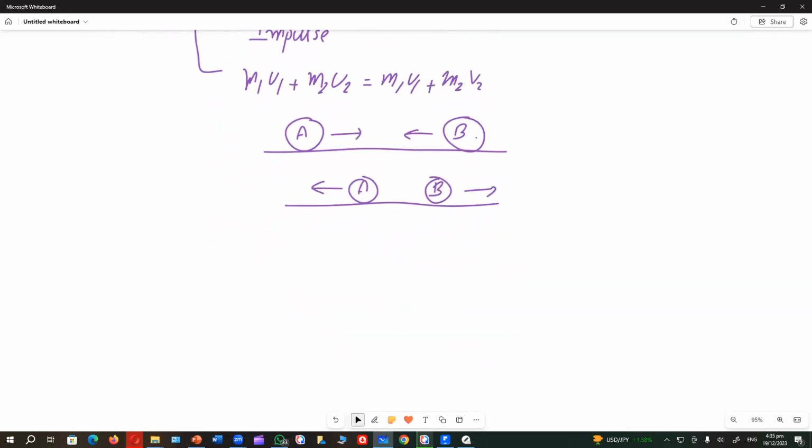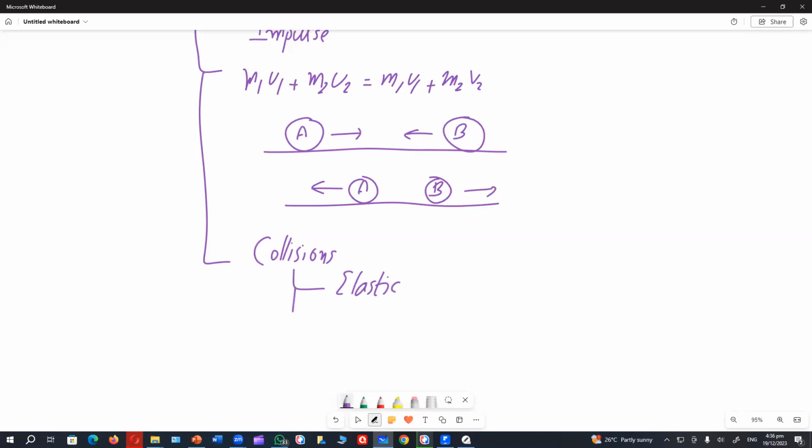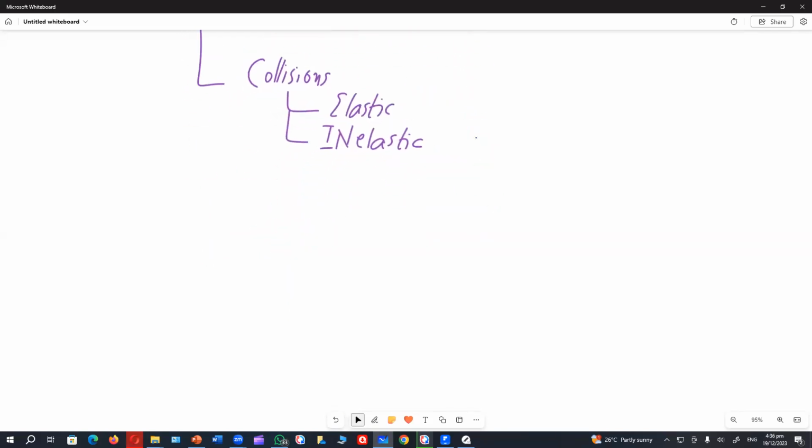Then in this chapter, we have a concept of collisions. There are two types of collisions: elastic and inelastic. One is called elastic and the second is called inelastic. You always have to differentiate between them.